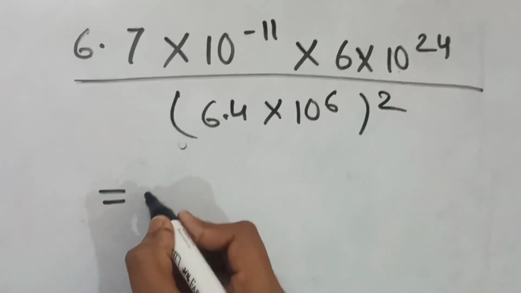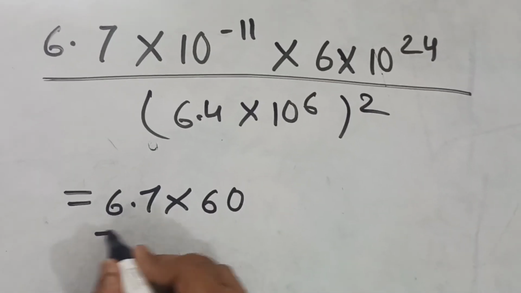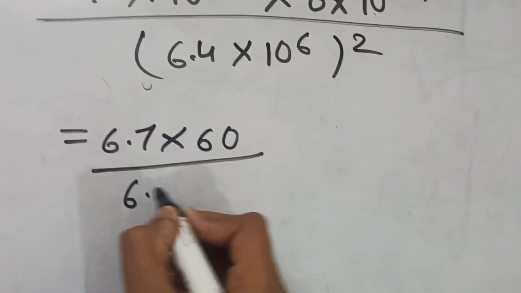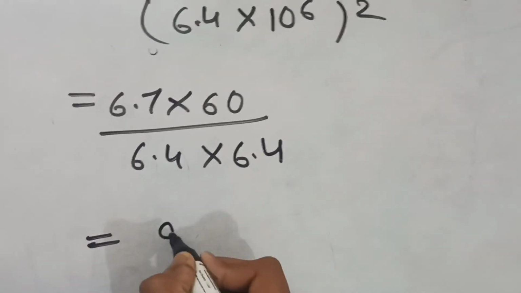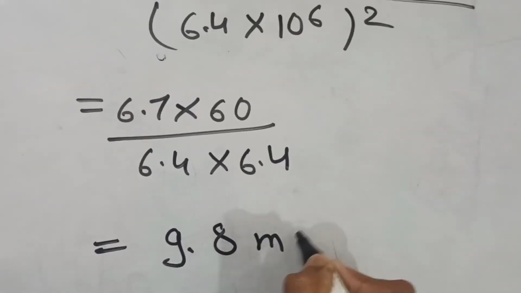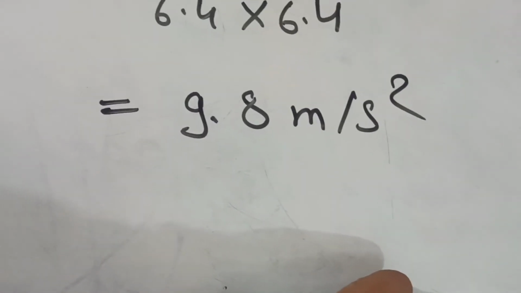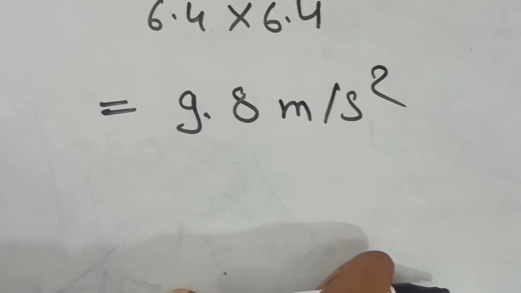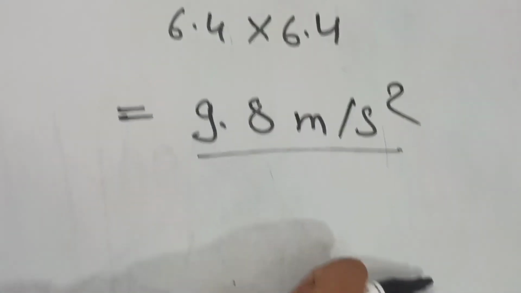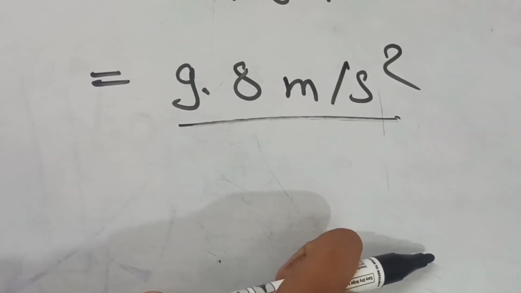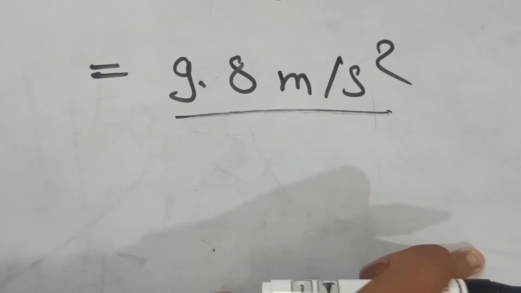Now this is equal to 6.7 into 60 divided by 6.4 into 6.4, which is equal to 9.8 meter per second square. Now we all know that in the second part it is given that we have to tell which planet this can be the gravitational force. So we all know that 9.8 meter per second square is the gravitational force of Earth. So this planet whose gravitational force we have just calculated can be Earth.